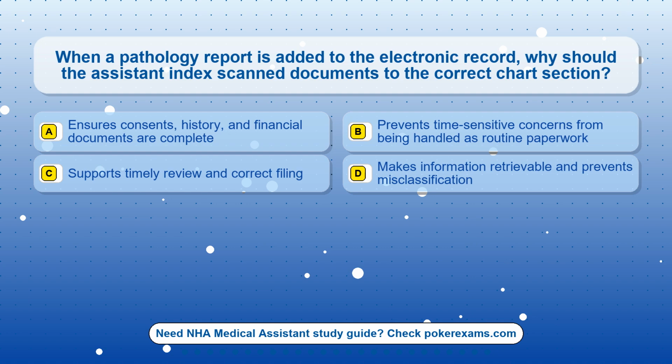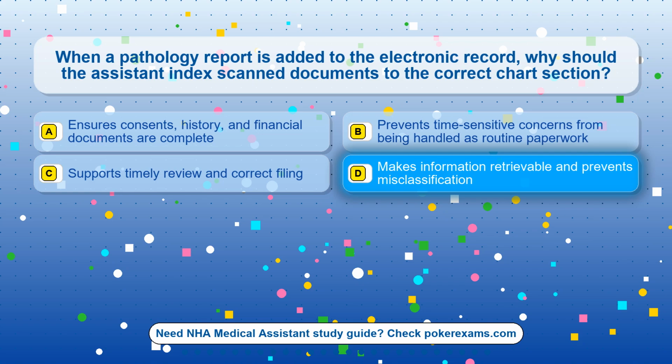Question 11. When a pathology report is added to the electronic record, why should the assistant index scanned documents to the correct chart section? Option A. Ensures consents, history, and financial documents are complete. Option B. Prevents time-sensitive concerns from being handled as routine paperwork. Option C. Supports timely review and correct filing. Option D. Makes information retrievable and prevents misclassification.